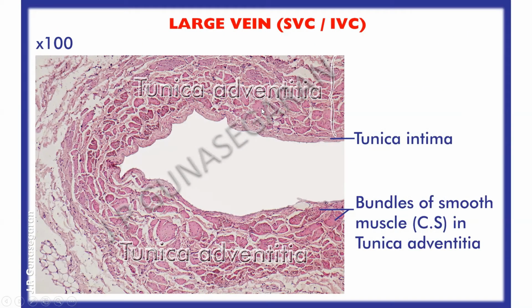This is a section of a large vein, for example, the superior vena cava or inferior vena cava. The large vein is characterized by the presence of a thick tunica adventitia, which contains bundles of smooth muscle fibers running parallel to the long axis of the vein. Contraction of muscle fibers helps in venous return to the heart. The tunica intima is well developed with a thick layer of subendothelium.